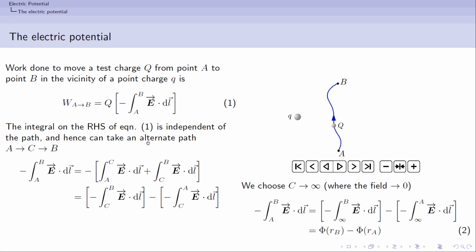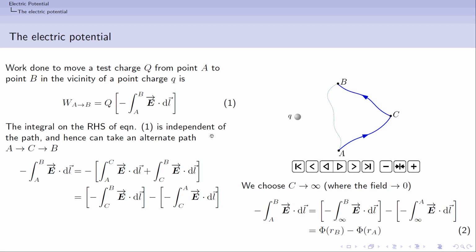So if it is independent of the path, then we might as well take an alternate path. Instead of going from A to B directly like this, we might choose another point C over here. So this was the earlier path. Now I choose another point C here. I could go from A to C, and then from C to point B. The result is going to be just the same, so the work done in both cases will be exactly the same. And of course this is because the electric field is a conservative field.